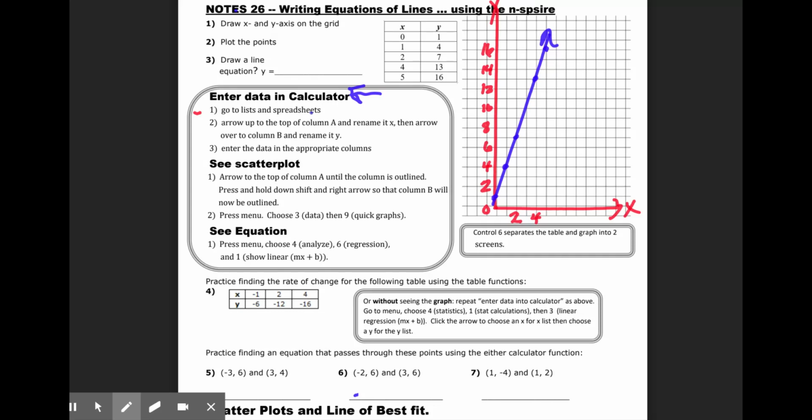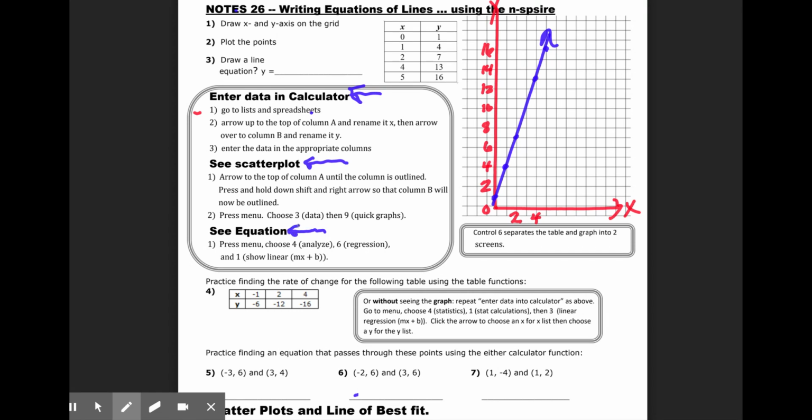Number 3, enter the data in the appropriate columns. If you want to see the scatter plot right here, you're going to arrow to the top of column A until a column is outlined. Press and hold down Shift and right arrow so that the column B will now be outlined. And then number 2, you're going to press Menu, choose 3 for data, then 9 for quick graphs.